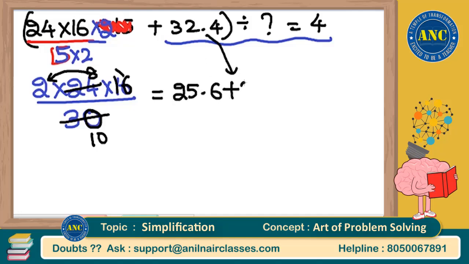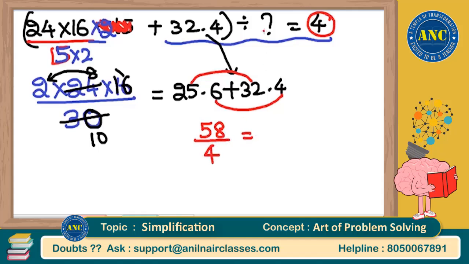Add this 32.4 to this 25.6. 0.6 plus 0.4 is nothing but 1. 25 plus 32 is nothing but 57. 57 plus 1 is 58. This entire thing is 58. Right hand side 4 will become left hand side denominator 4, and left hand side denominator question mark will become right hand side question mark. Again, I will not divide 58 by 4. I will divide 58 by 2 to become 29. Again 29 by 2 to become 14.5.